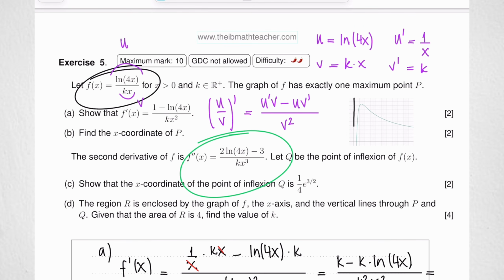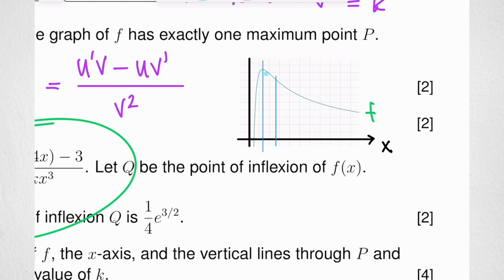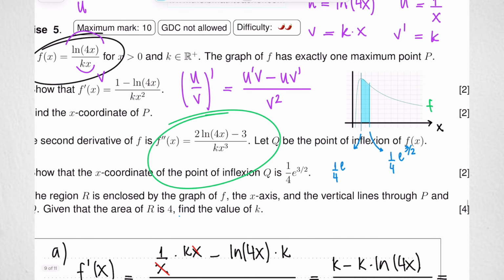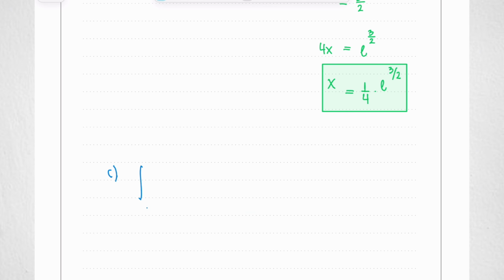Now, the region R, enclosed by the graph of f, the x-axis and the vertical lines through the maximum and through the point of inflection, has an area of 4. And we know, by the way, that the x values here are 1 over 4 times e and 1 over 4 e to the 3 over 2. We need to find, based on that, the value of k. Now, areas can be found using integration. So we're going to integrate from 1 over 4 e to 1 over 4 e to the 3 over 2 the function itself, ln of 4x over kx dx, and this is equal to 4 according to the exercise.